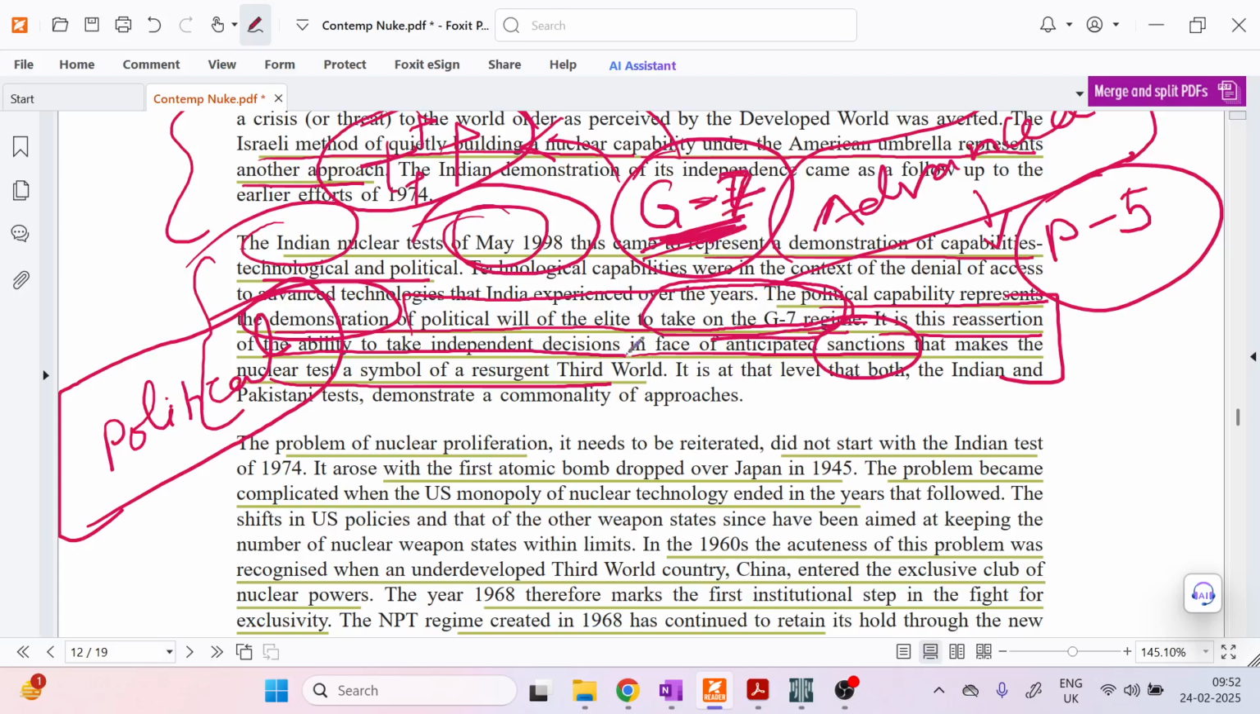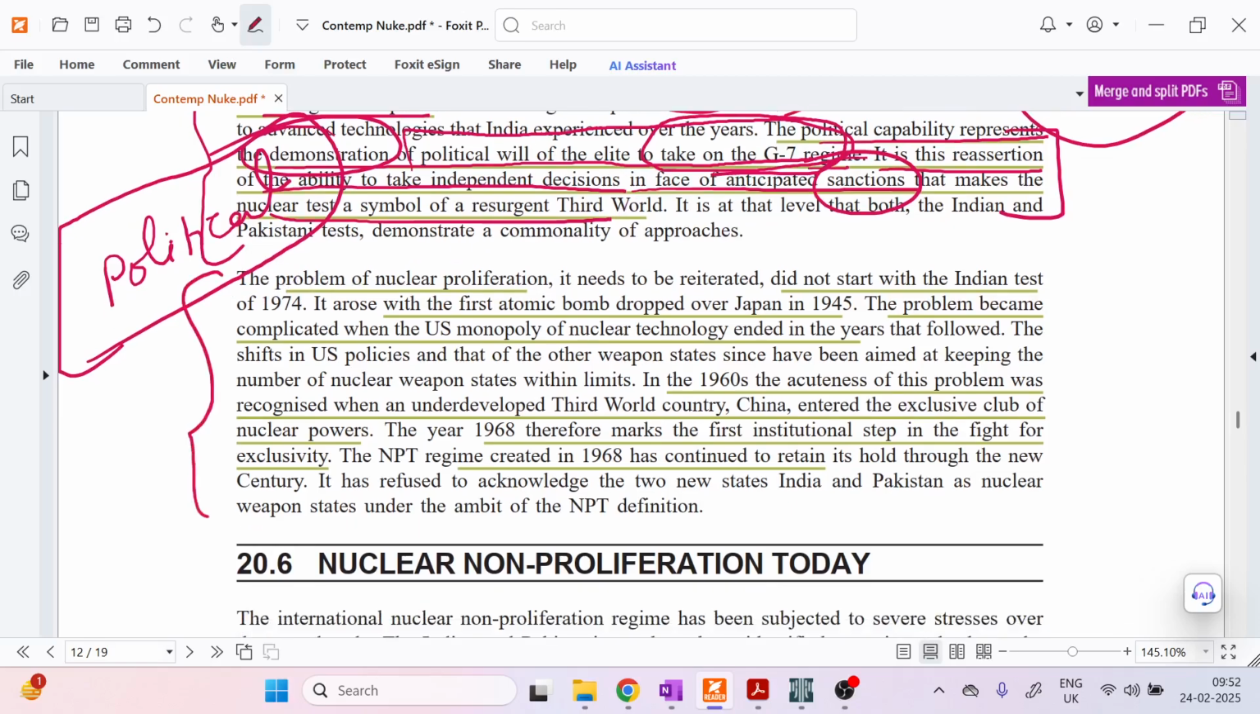Still, they made the decision. So the problem of nuclear proliferation did not start with the Indian test of 1974. It arose with the first atomic bomb dropped over Japan in 1945. And this problem became complicated when the US monopoly of nuclear technology ended in the following years.